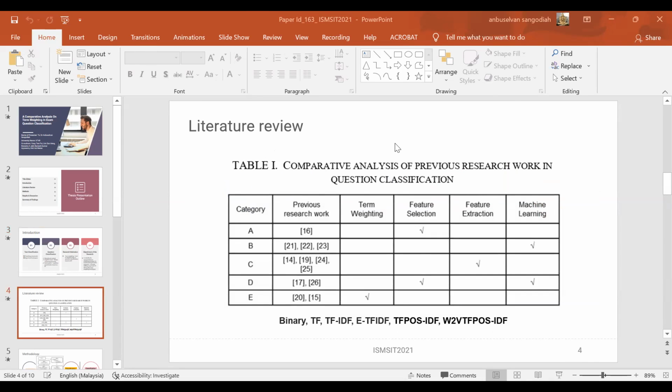So this is the literature review. I put it in a table form. This is a summary. So the category E, all these 16 to 21 past researchers, have worked on term weighting, feature selection, feature extraction, machine learning.